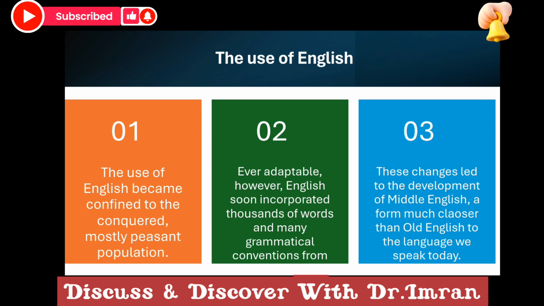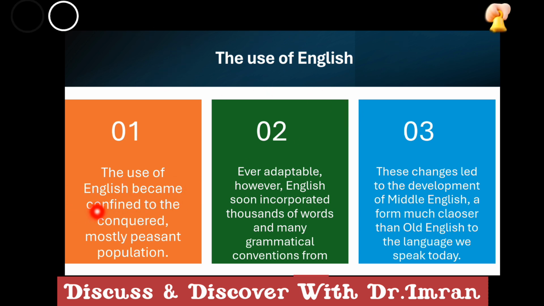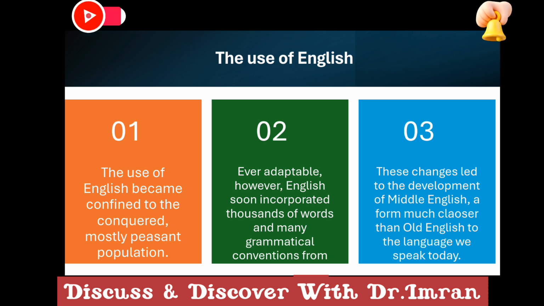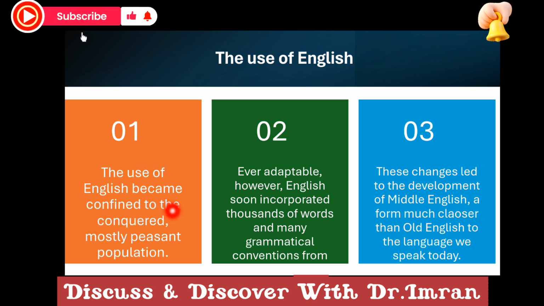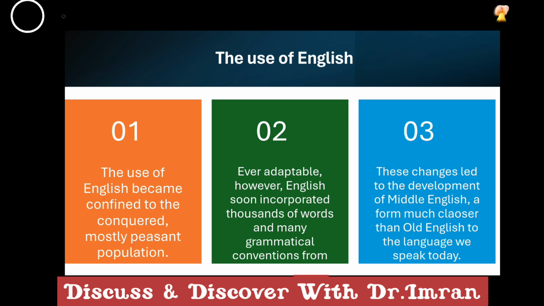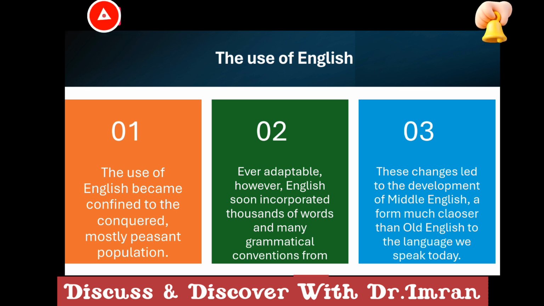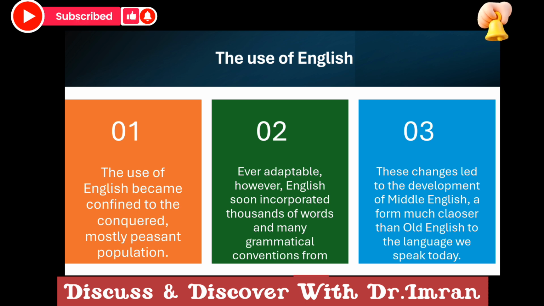Now, where was English used? The use of English became confined to the conquered, mostly peasant population. So the lower class spoke the English language. Mostly the peasant population, the serfs, S-E-R-F, serf people, who grow food and cultivate the land for the aristocratic class. So English was the language of the common people. It was the language of the peasant.